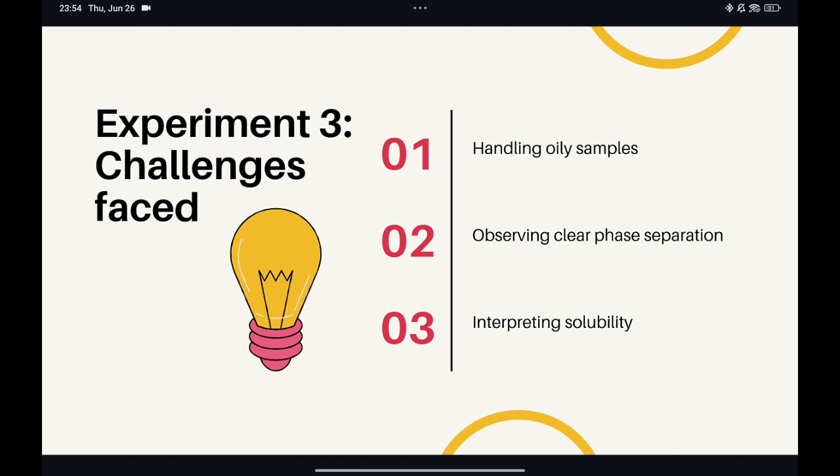messy and sometimes led to sample loss. Achieving clear phase separation during solubility tests was tricky, especially if samples were not mixed completely. In addition, when adding non-polar solvents such as toluene, we need to conduct it in a fume hood and wear masks as a safety measure.